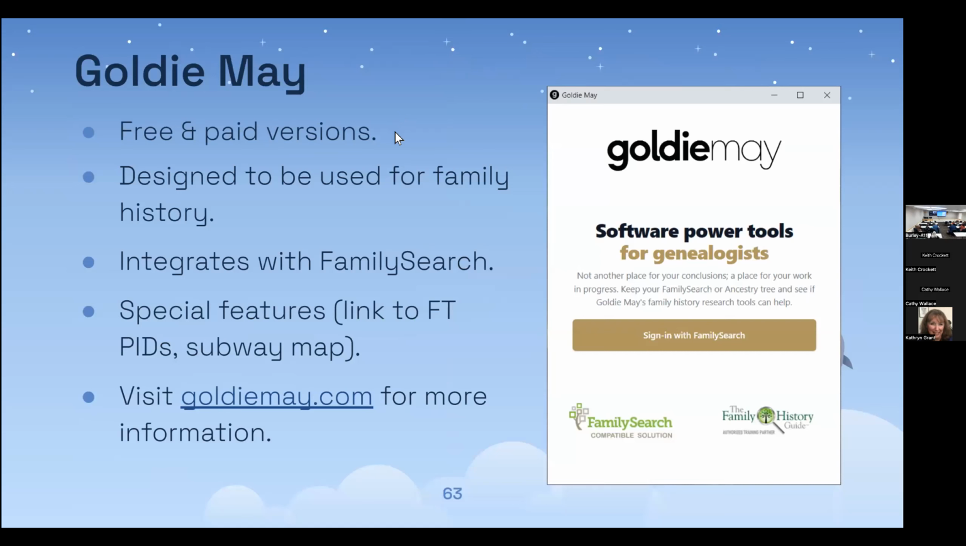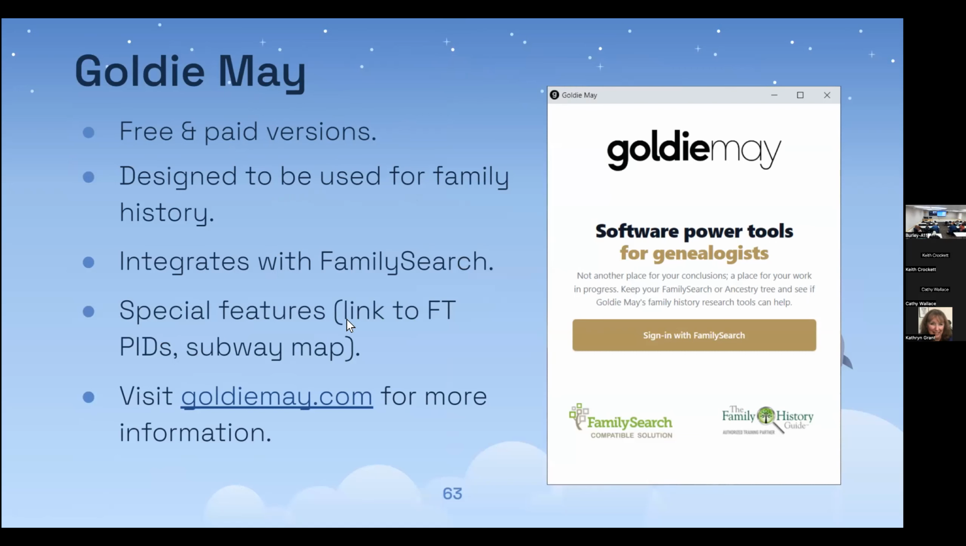There are both free and paid versions. The URL is goldiemay.com. One thing is people sometimes will try to spell this M-A-E, and just be aware that it's M-A-Y. So don't search for M-A-E. It's designed especially to be used with family history, unlike a spreadsheet, for example. It integrates with FamilySearch.